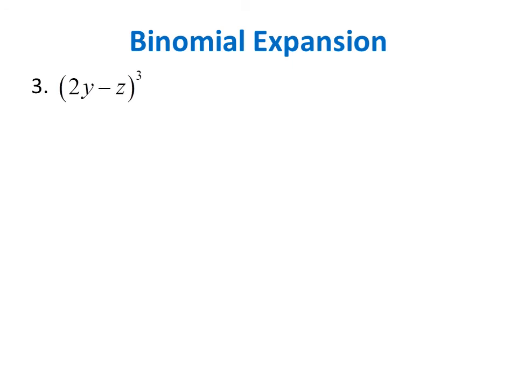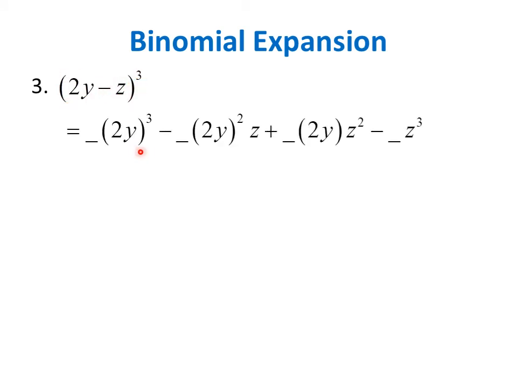For the third problem, we have to expand the binomial 2y minus z that is raised to the exponent 3. First, let's write the expressions. For that, we have the first term of the binomial, that's 2y. We have to raise that, the entire 2y, remember, to the given exponent 3. So we have quantity 2y cubed.